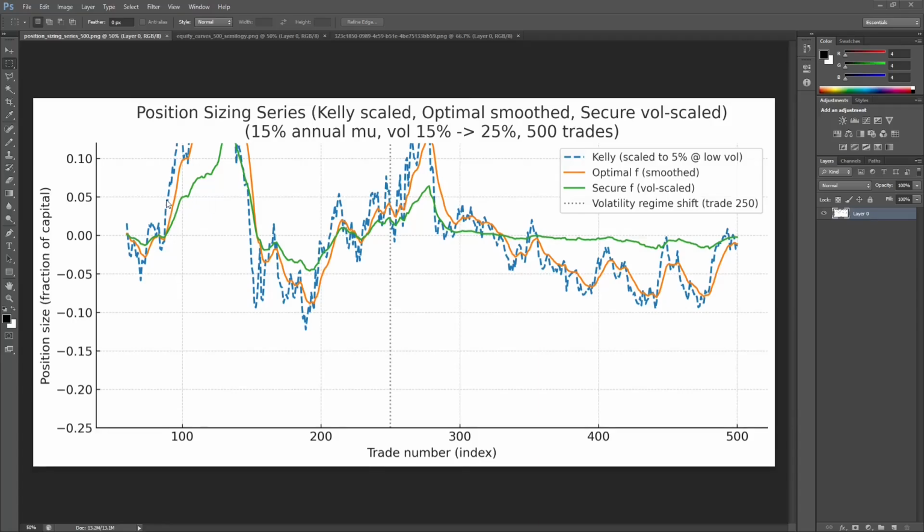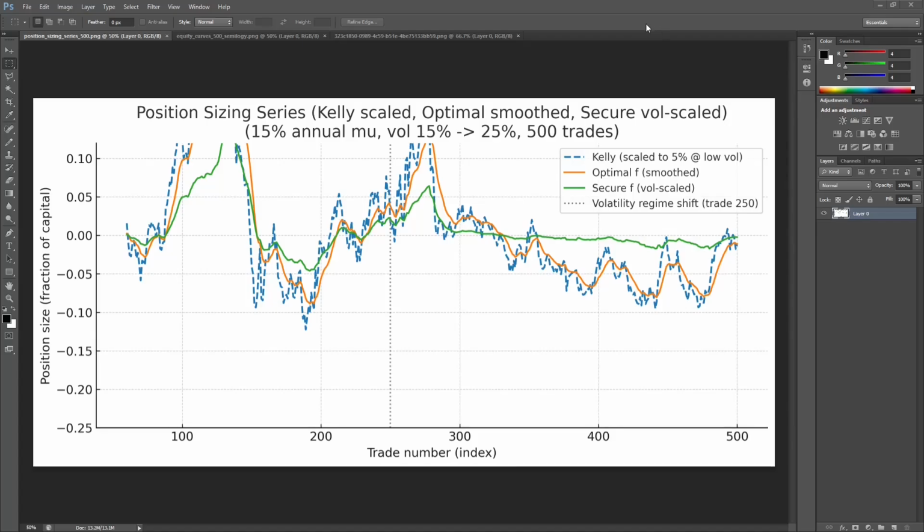So a lot of times when things are going well, Kelly, Optimal F, and Secure F will have you betting more because, remember, you're recalculating these upon every trade. So the F value will change on every trade. And when things are going fine, Kelly's ramping up, Optimal F is ramping up, and Secure F. Now, let's talk about what Secure F is.